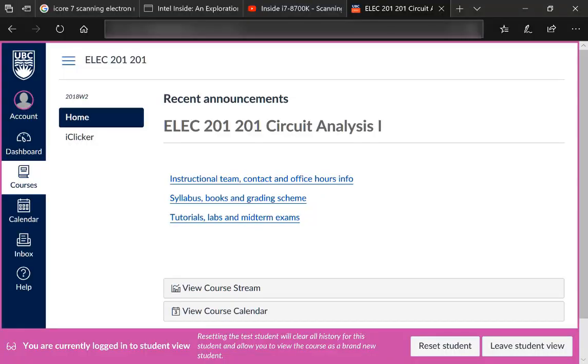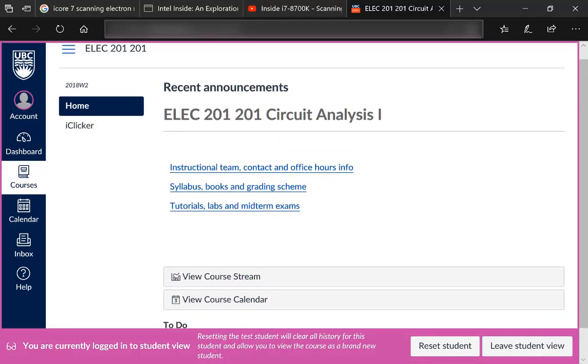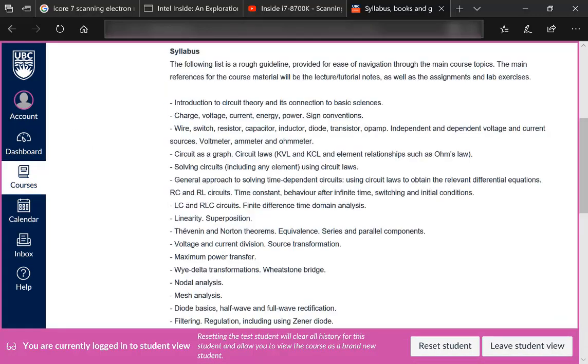Here is the course website currently if you log in to Canvas. And Canvas is UBC's new online content management system for courses. So it's not very highly populated yet. There's no lecture or anything. This is the syllabus. This is just listing the topics loosely in the order that we'll cover them.